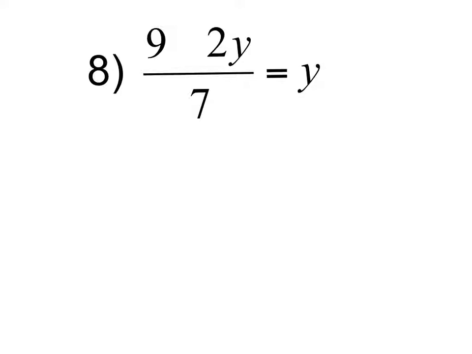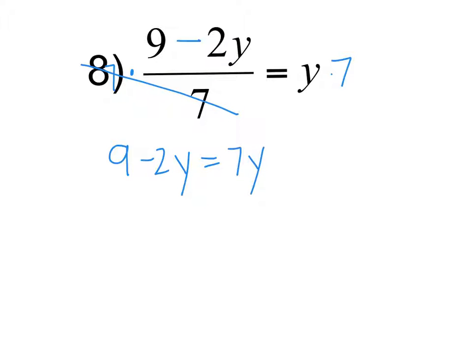Number 8, we'll put a negative sign in here. And same thing, 9 minus 2y divided by 7. So start by multiplying by 7 on both sides. Cancels out on the left, leaving you 9 minus 2y equals 7y.